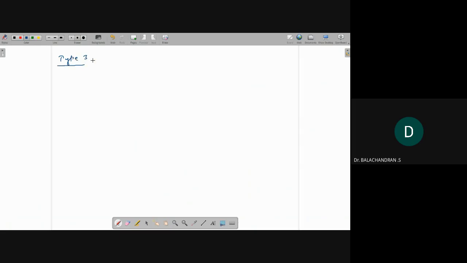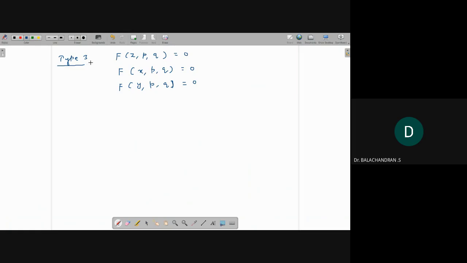So in type 3, there are function of z comma p comma q is equal to 0, and then function of x comma p comma q is equal to 0, and then function of y comma p comma q is equal to 0. So these three problems come under type 3.